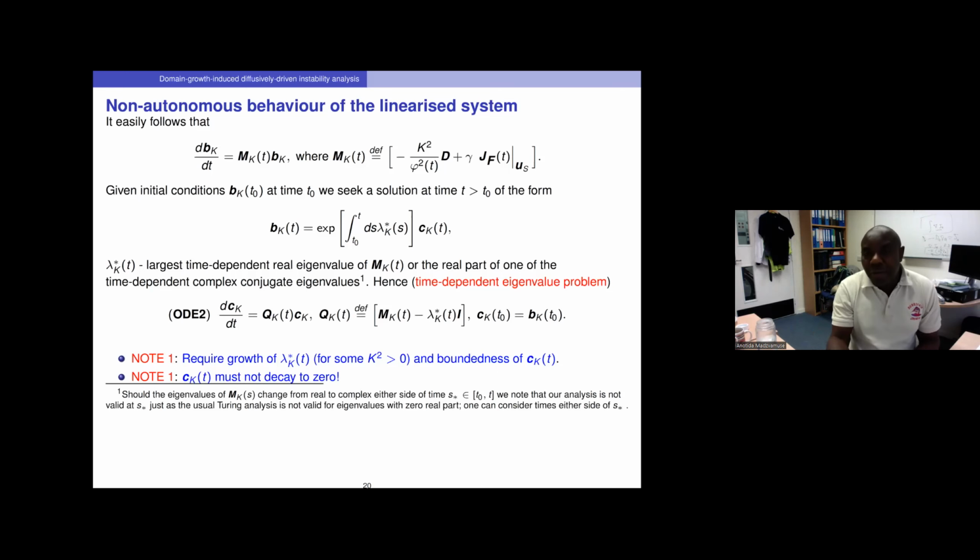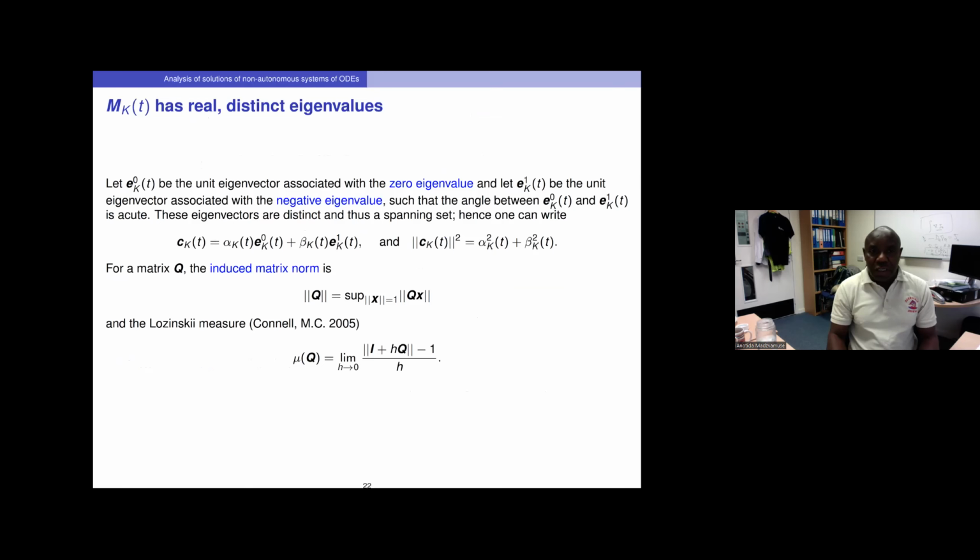I will also demonstrate again on the fly that the ck of t, they are well behaved, they are bounded, and they don't go to 0. They do not decay to 0. Yeah. So, but this depends on the eigenvalues. So let's go to this.